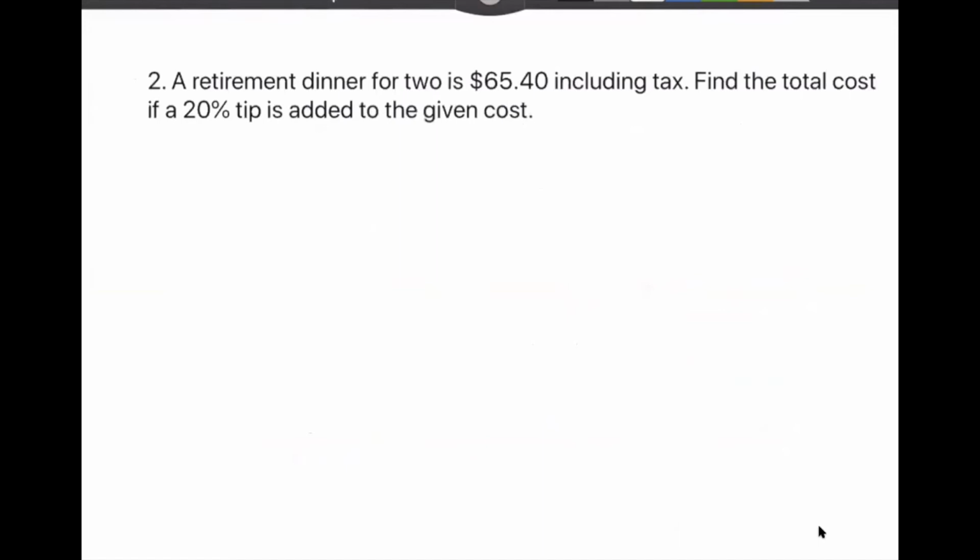All right, a retirement dinner for two is $65.40, including tax. Find the total cost if a 20% tip is added to the given cost. So problems about tipping are technically markup problems because you're marking up the amount of the check in order to include the tip. Okay, so the tip, again, which is a markup, is 20% of $65.40.